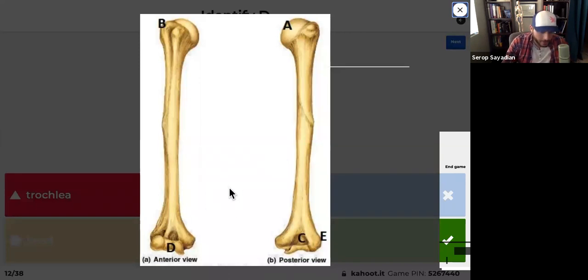So that is the trochlea. Remember, the trochlea is where the ulna attaches. Who remembers what this one's called? Capitulum. Lateral. Very good. The lateral epicondyle is this bump here, but this is the capitulum where the radius is going to attach. Good job.